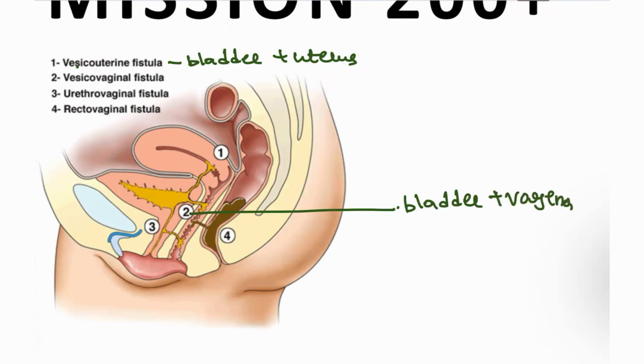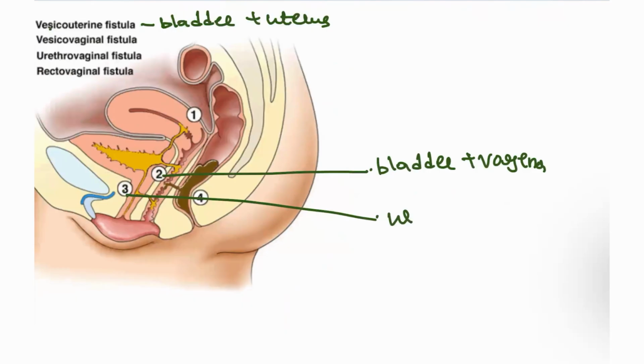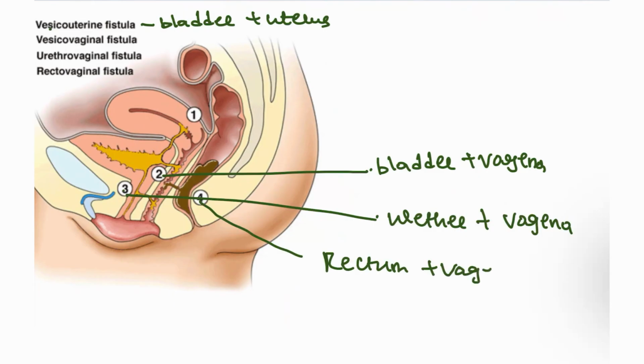Next, the third one is between the urethra and vagina. Urethra plus vagina. Next, the fourth one is between the rectum and vagina. So these are fistulas, the connection between the following structures.